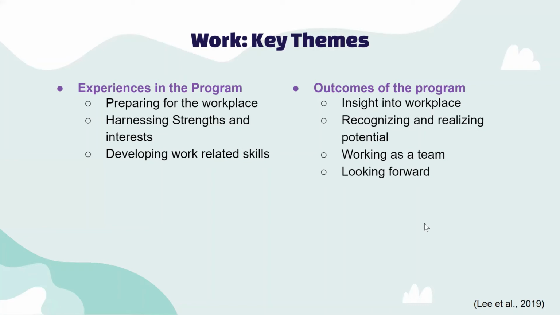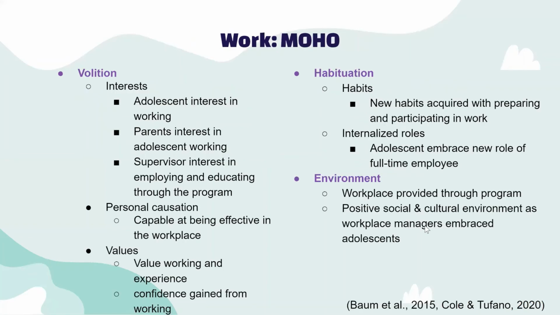Now, equating this article through MOHO, on the next slide, please. Thank you. For volition, adolescents were interested in working, the parents were interested in adolescents working, and the supervisors were interested in employing and educating through the program. All winners. With personal causation, they were capable of being effective in the workplace, which is obvious and evident through all the reports. There were high values of working and experience, and there was confidence gained from working, which was a big value everyone was very happy about.